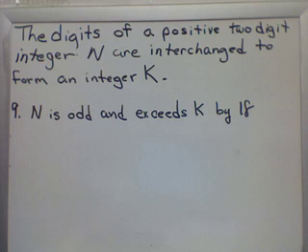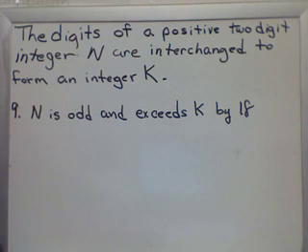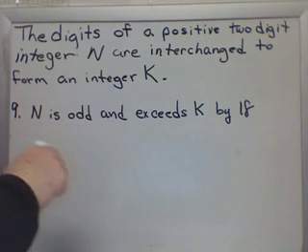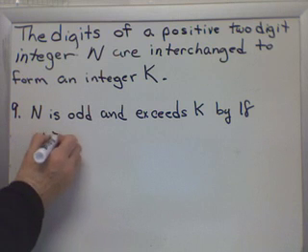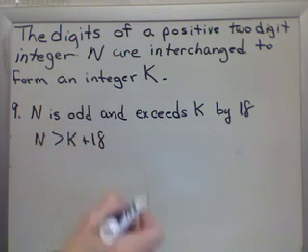This one's a little bit tricky. The digits of a positive 2-digit integer n are interchanged to form an integer k. N is odd, and n exceeds k by 18. So at first glance you say, well, that sounds easy. I could go n is greater than k plus 18.